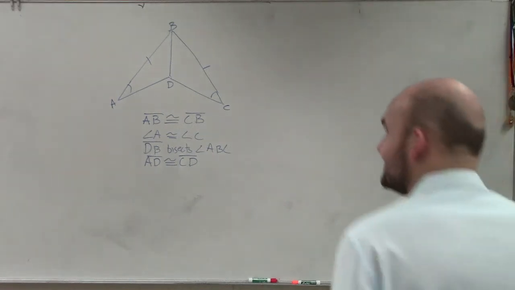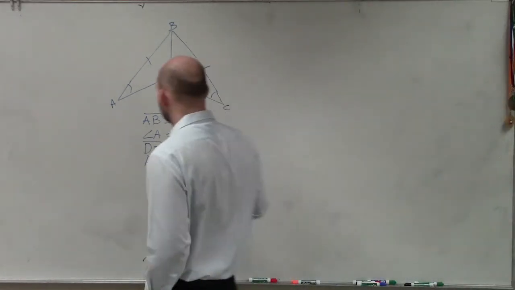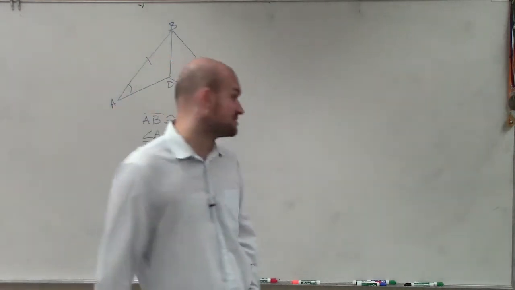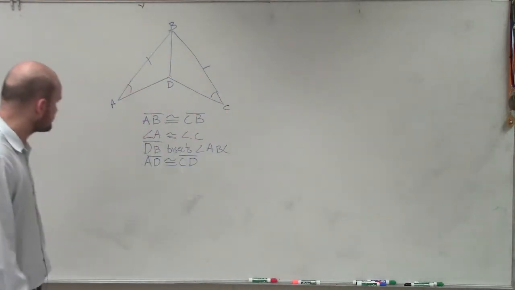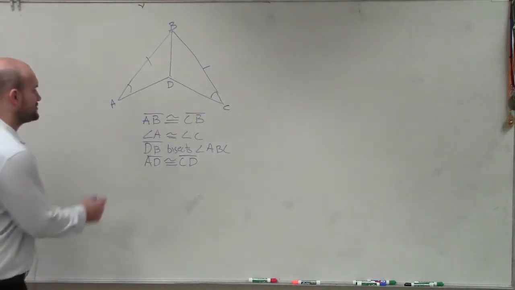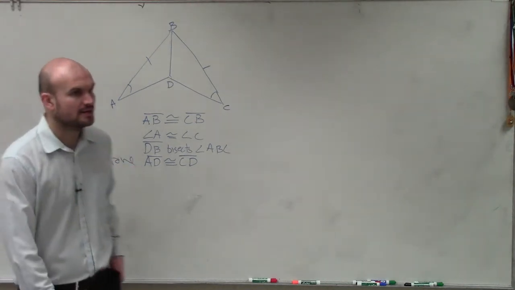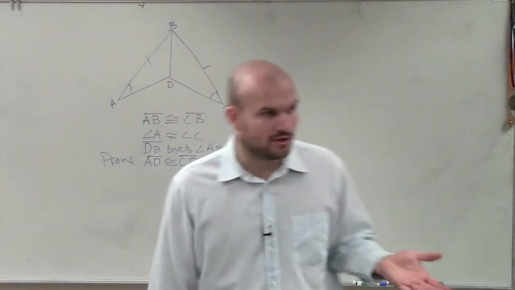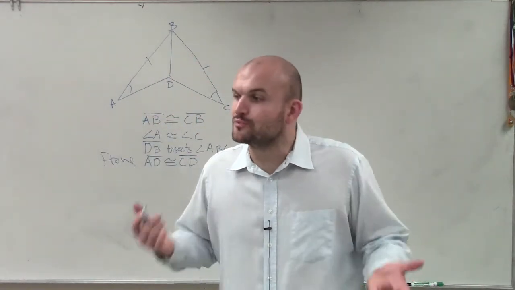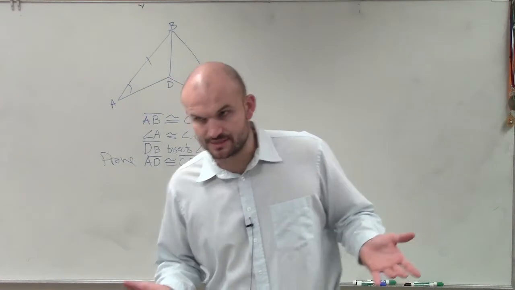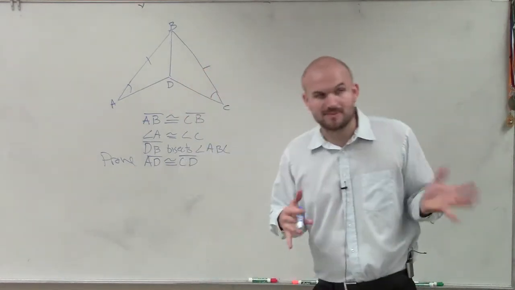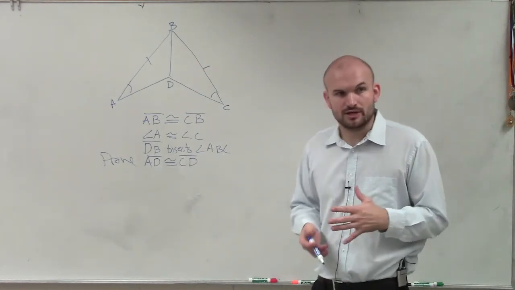So what we want to do is prove that line AD is congruent to line CD. That's what they're asking you to prove. Now, obviously, to prove that two sides are equal, we're going to have to prove that the triangles are congruent, because congruent means the corresponding sides are congruent, equal in measure.